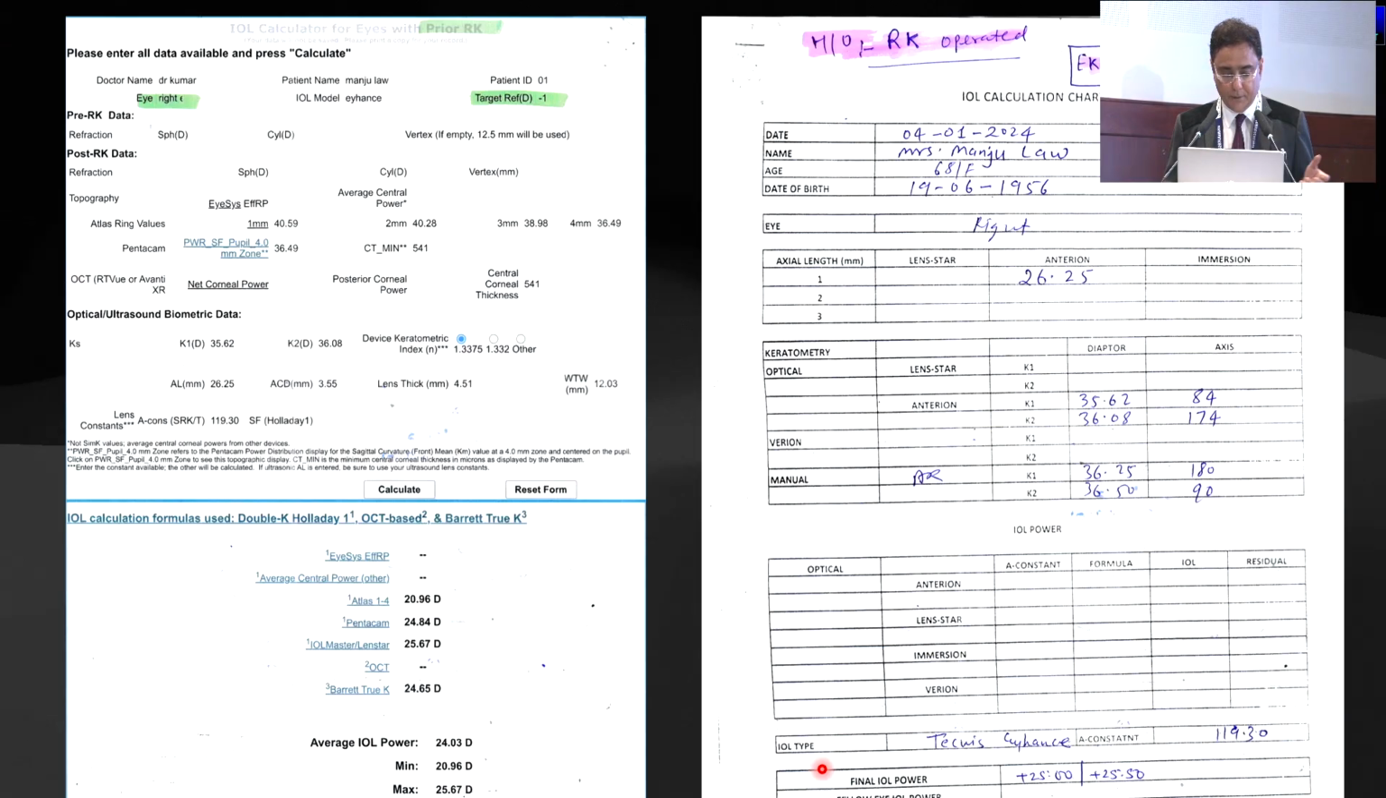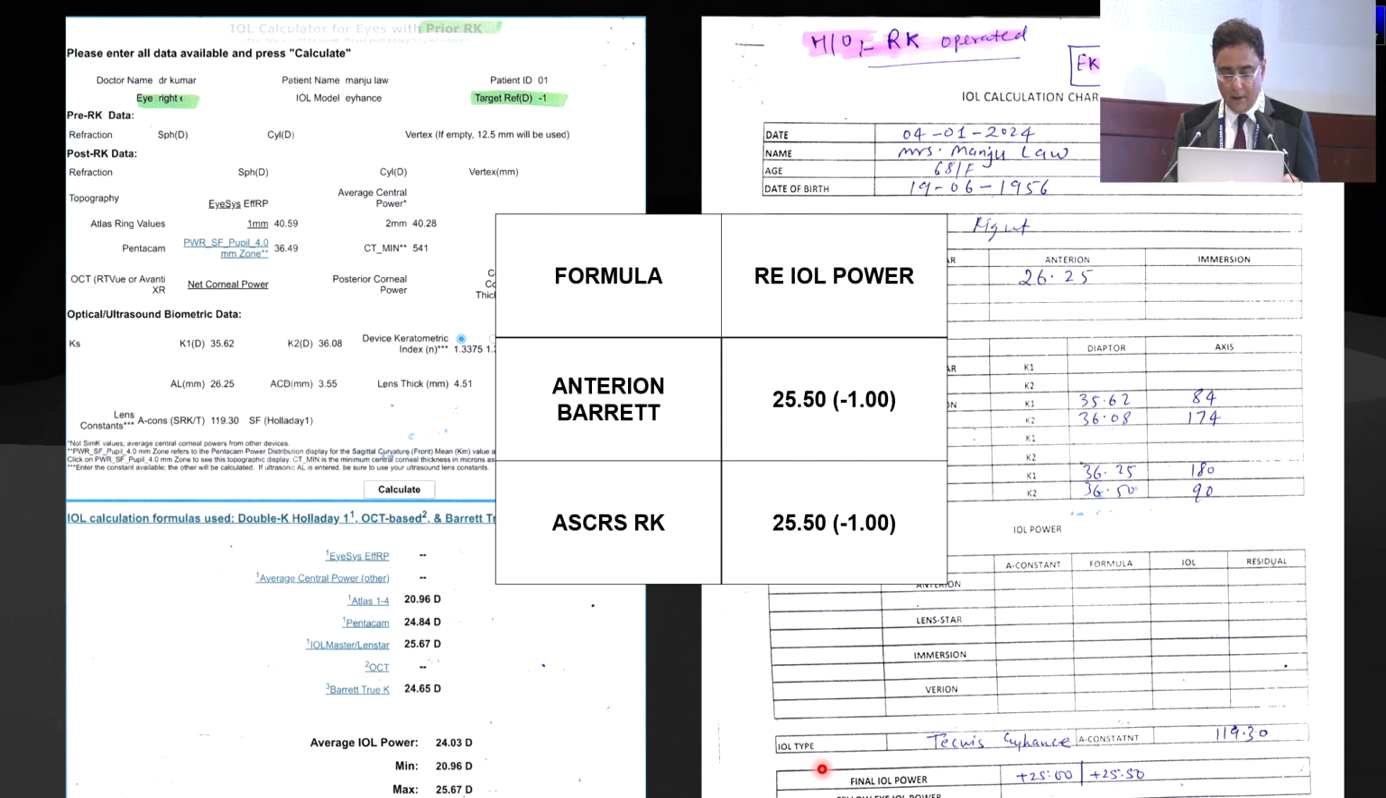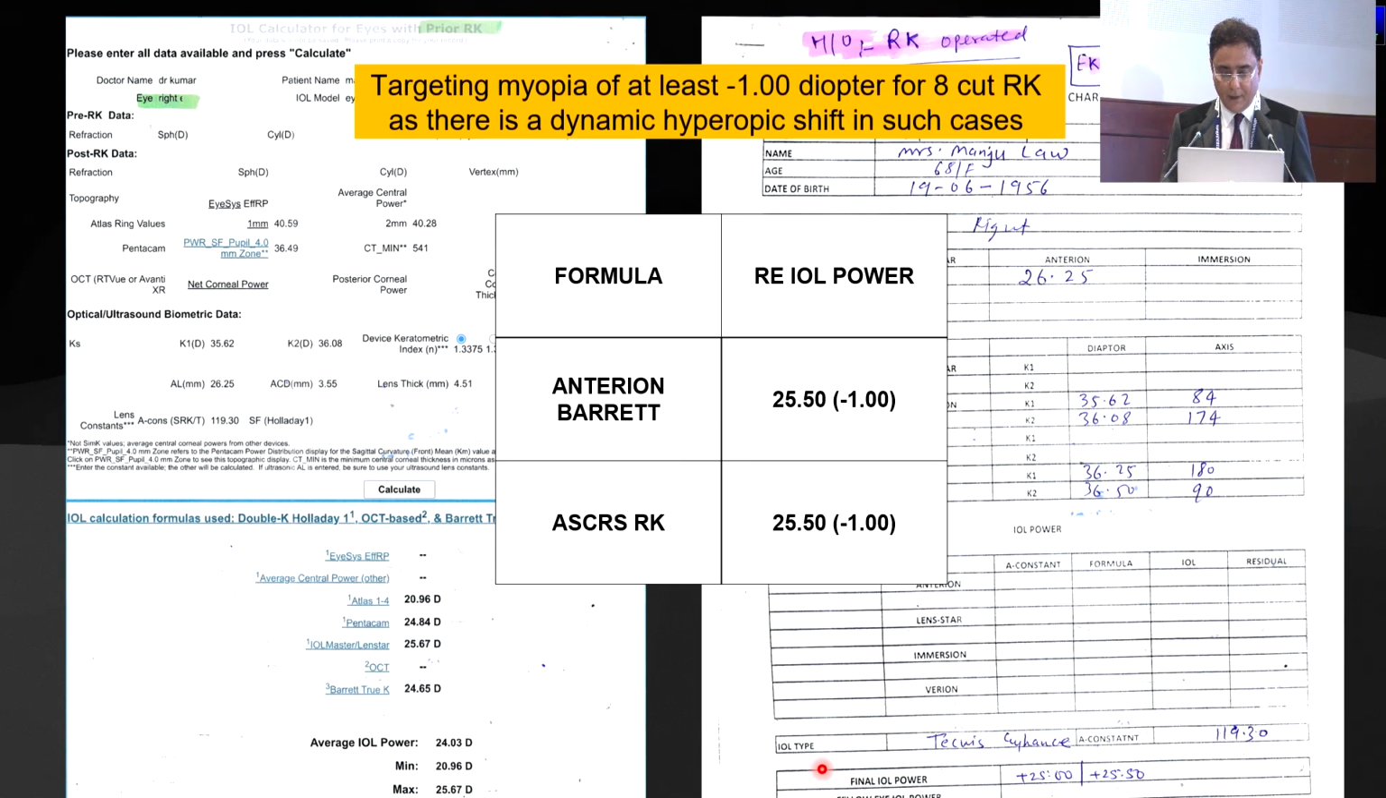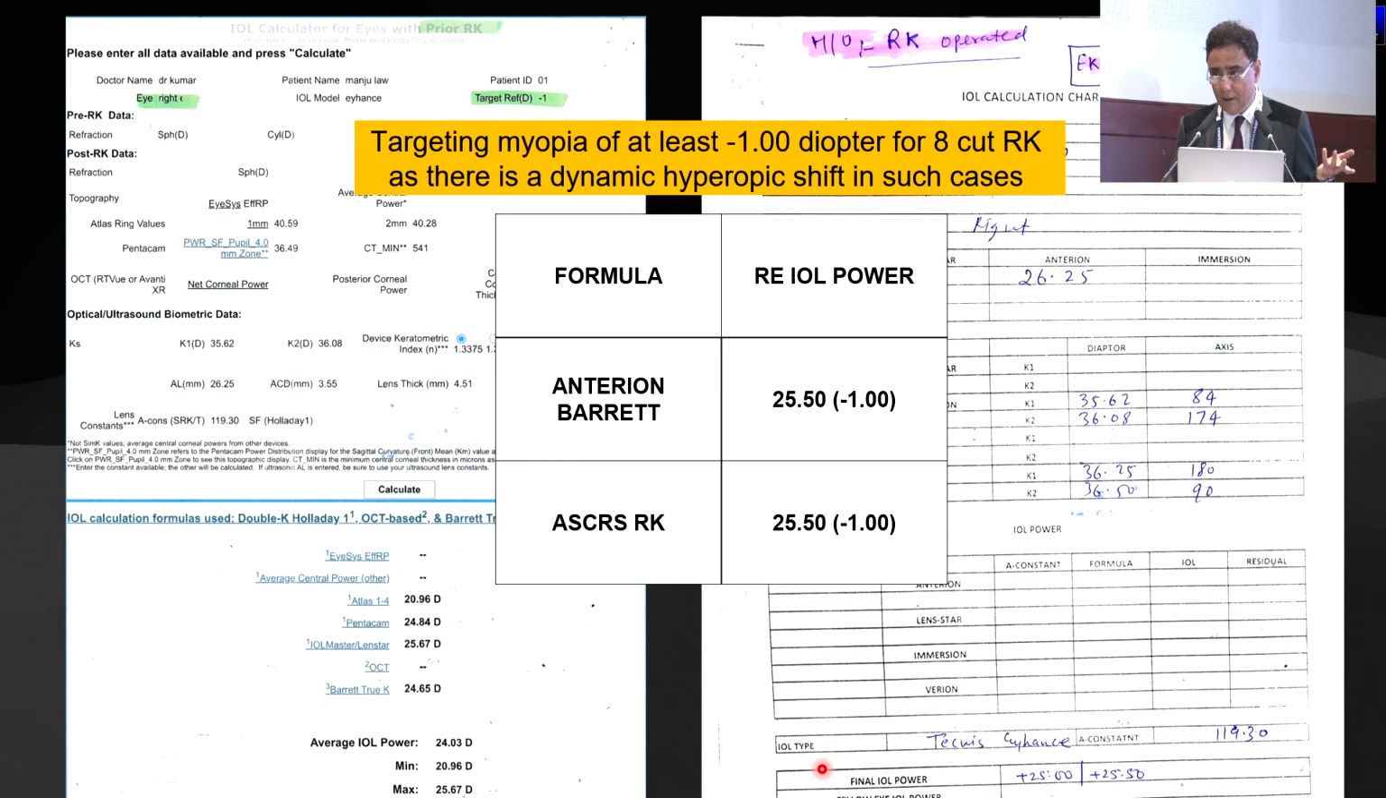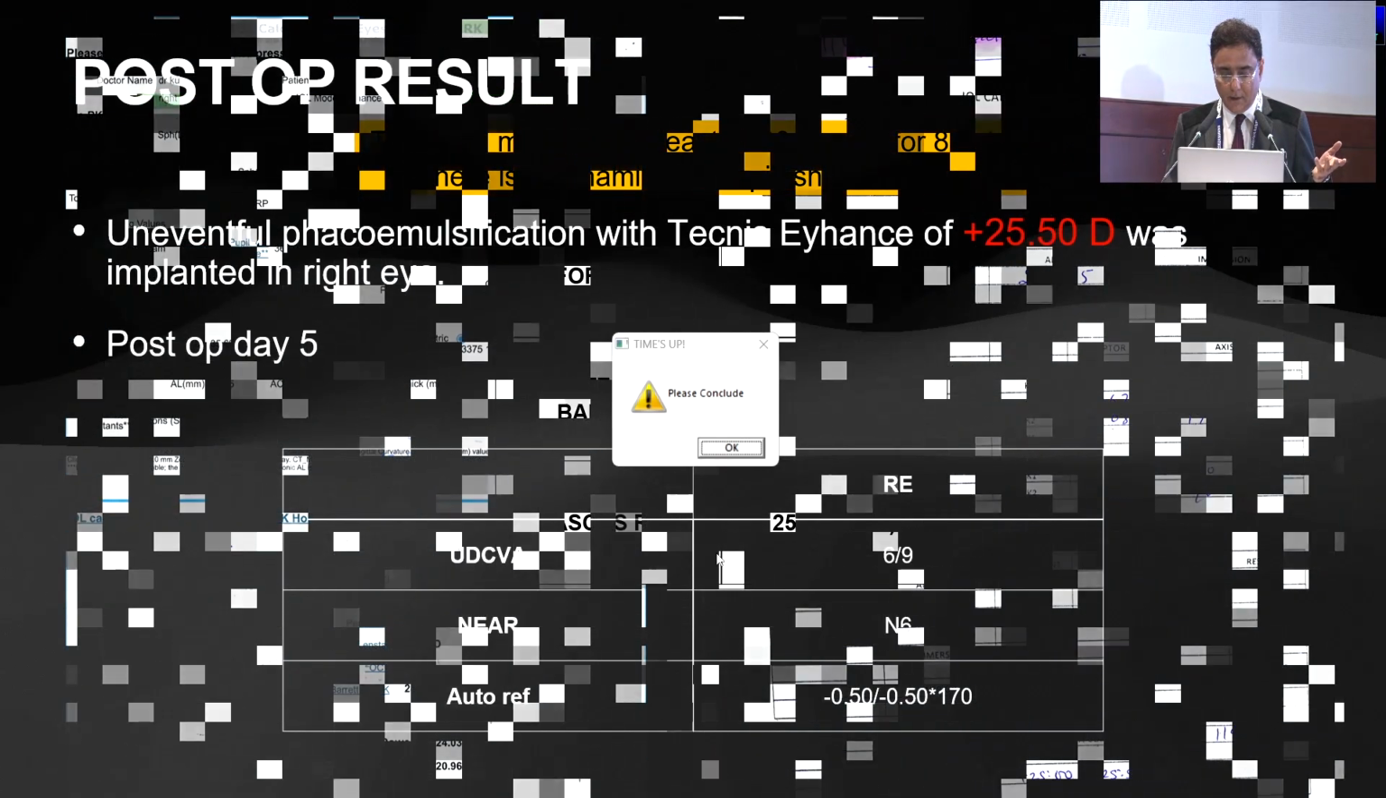Here, of course, the patient went ahead. So you do multiple calculations. You can see that 24.5, max is 25.57. Again, we look at the EKR. The Anterion Barrett said 25, ASCRS said this, and I used 25.5. Of course, you're targeting a little bit of myopia because there is a shift in these patients, so to cover up that shift, you go ahead and do this.